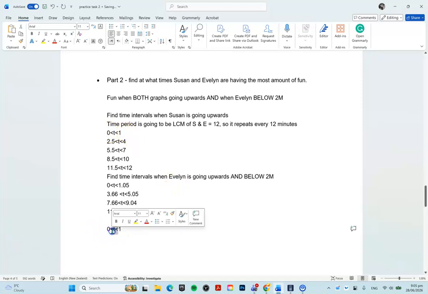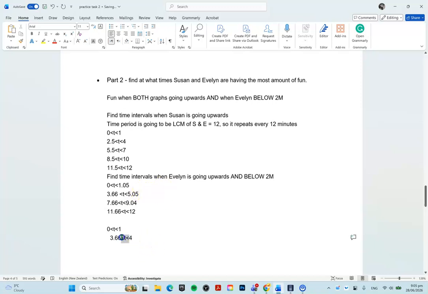Our next one, just going to copy and paste that, is going to be, if we look here, 2.5, that's outside this range, you can't use it. 3.66 sits in that range, so we can start at 3.66. And 4, does that fit in here? It does. So we can go to 4.